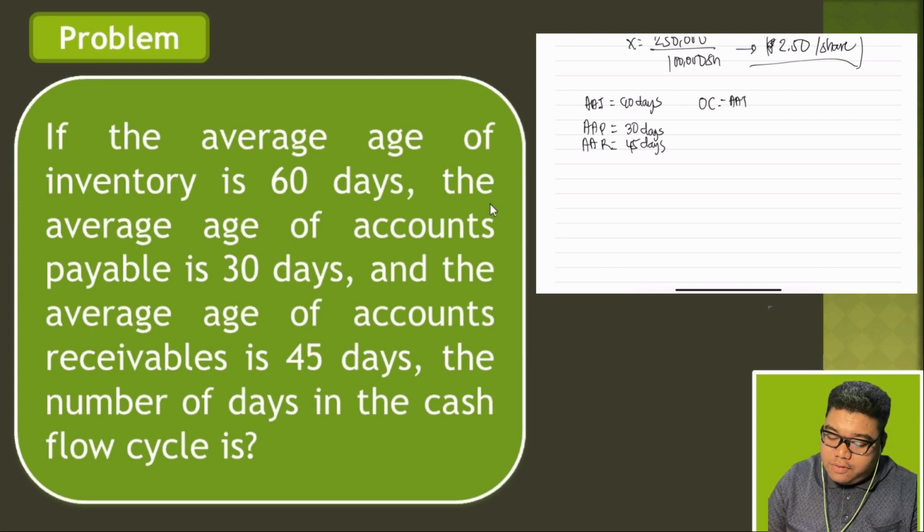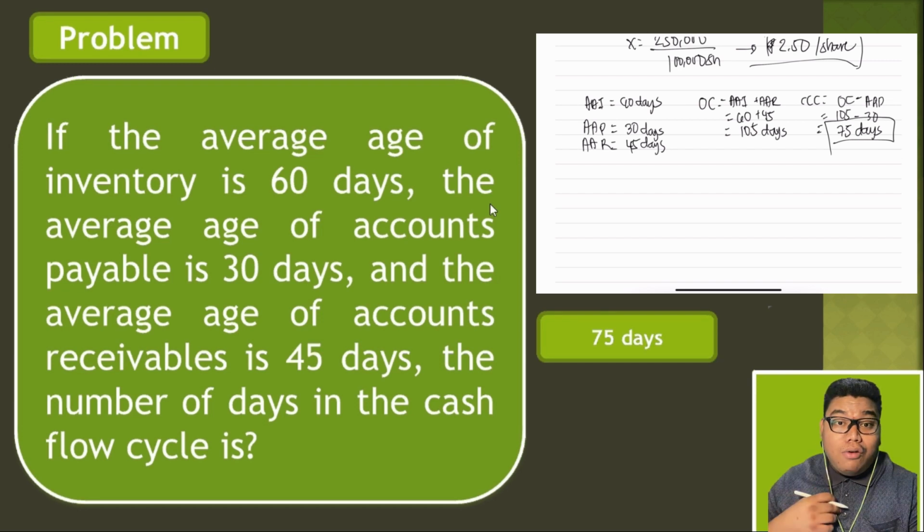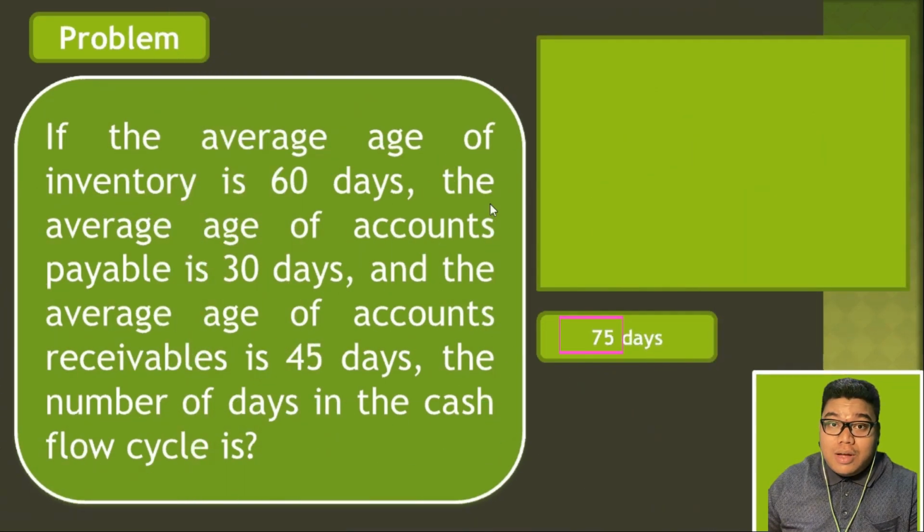That is average age of inventory plus average age of receivables. That is 60 plus 45. So your operating cycle is 105 days. So your cash conversion cycle would be operating cycle minus the average age of payables. So that is 105 minus 30 days, or simply 75 days. So that is your cash conversion cycle. So once you let go of that cash, you would expect it to be back in its cash form in 75 days. So you can expect to have that money again and use it for other operating purposes.